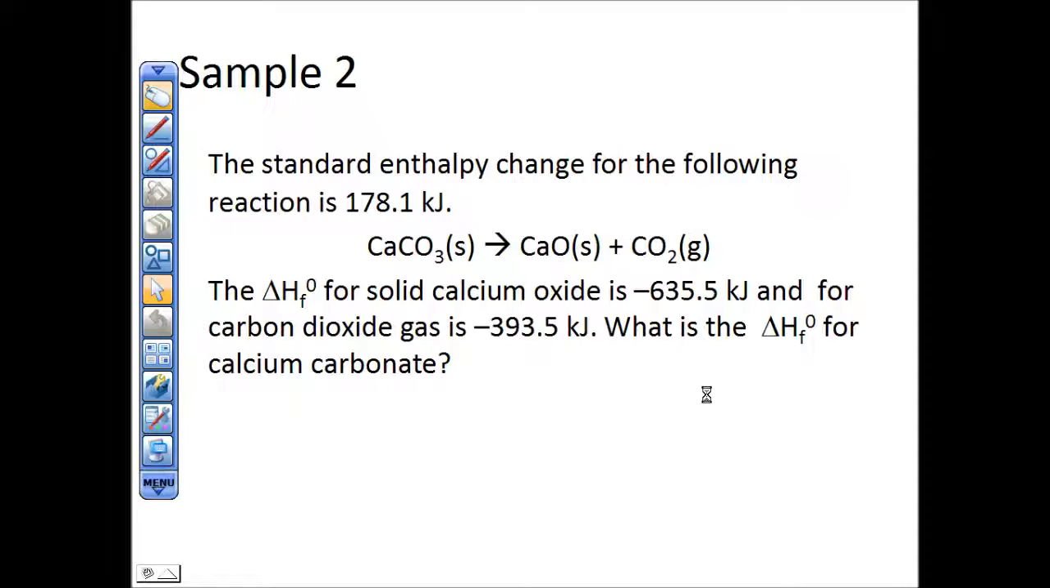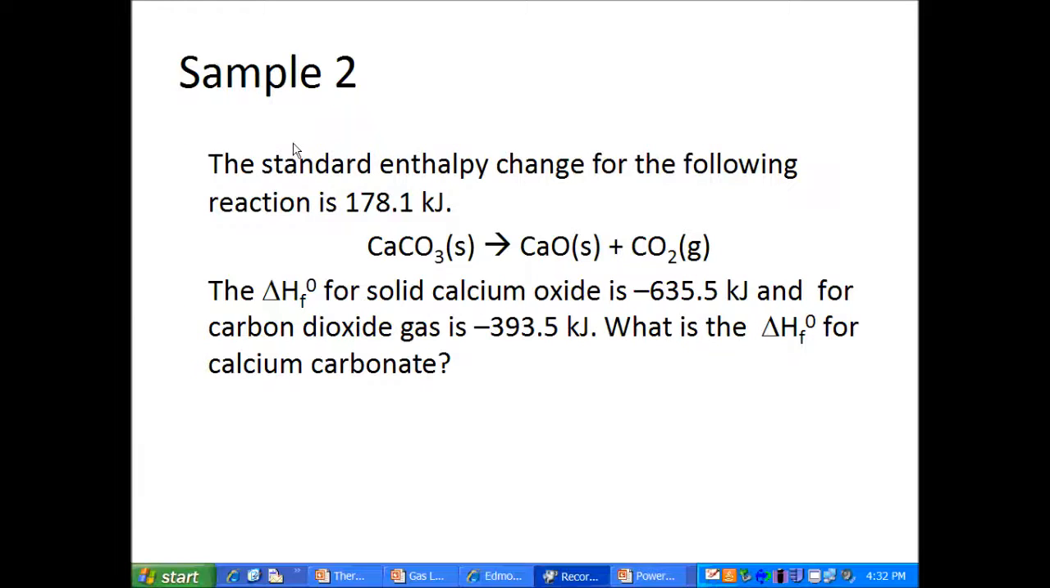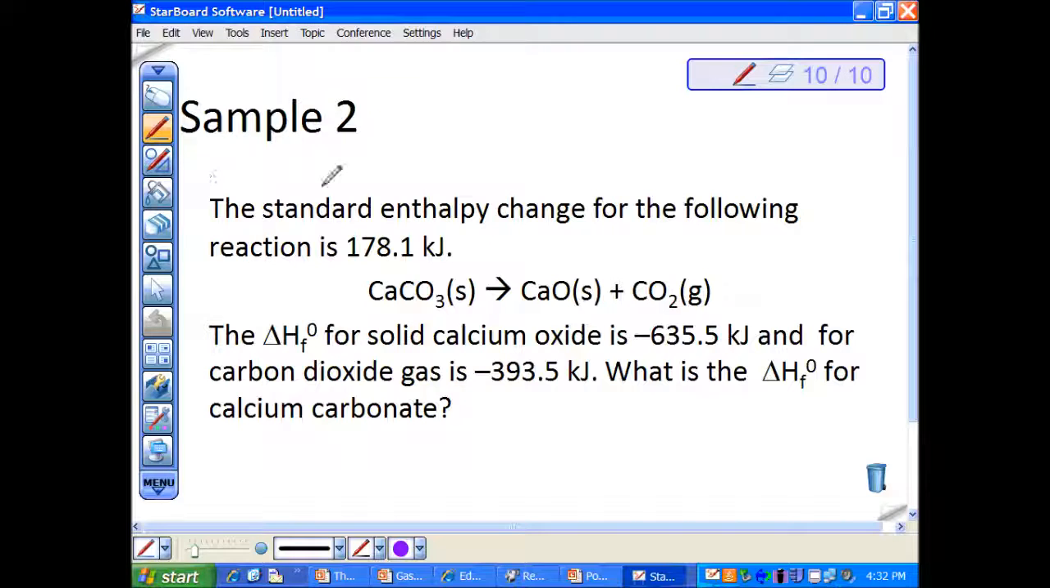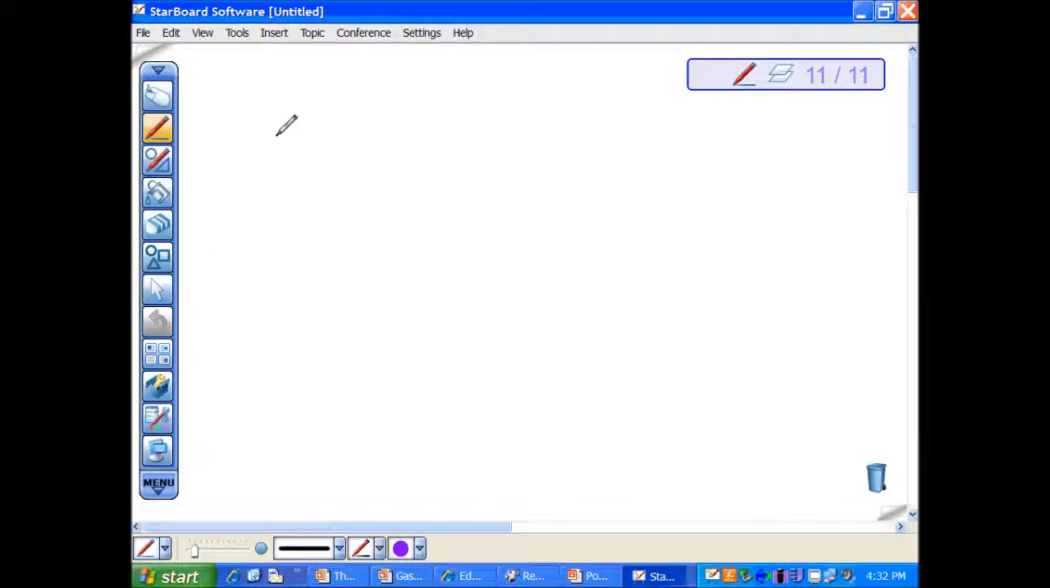So if you'll take a second, you can pause me if you want to write this down, because I'm going to go to a blank page and work it out. Again, blank page. They're telling me that the total is 178.1 kilojoules. That's your delta H. And that equals the sum of your products.